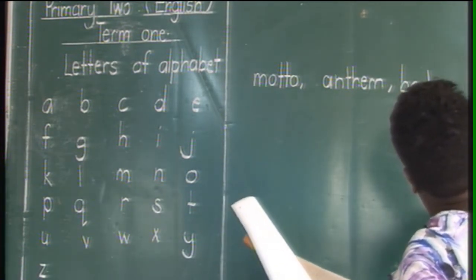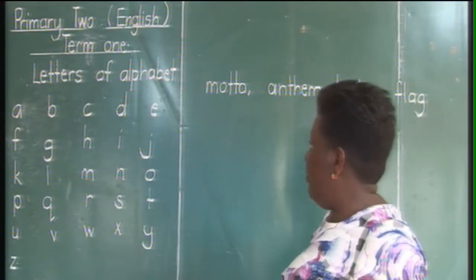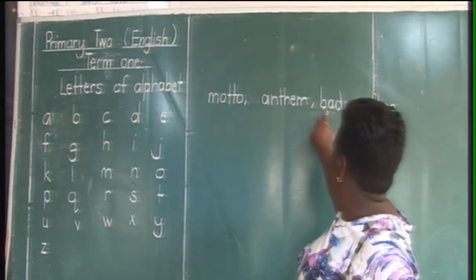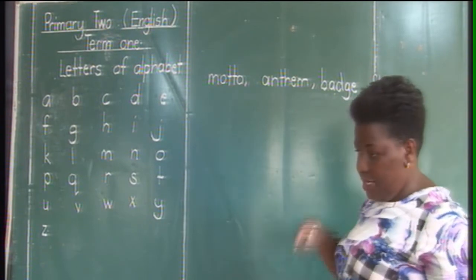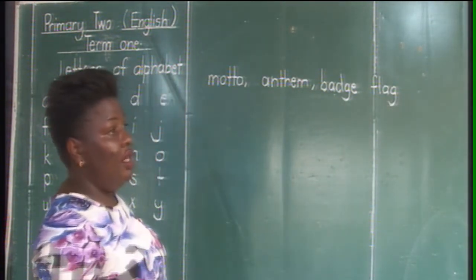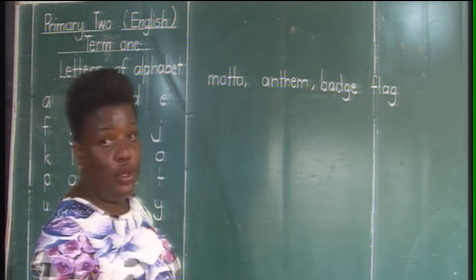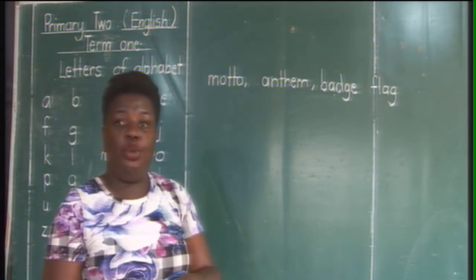So these are the words that we have been given. We have the words motto, anthem, badge, and flag. When you look at all these, they are school symbols. Motto, anthem, badge, and flag. So when we are arranging in alphabetical order, we look at the first letter of each word.